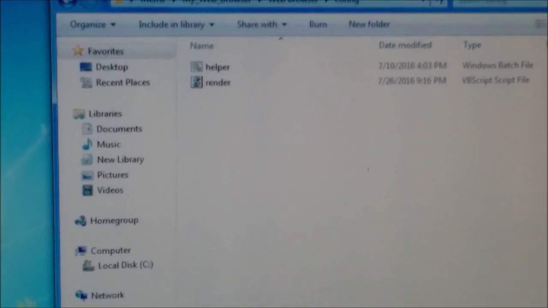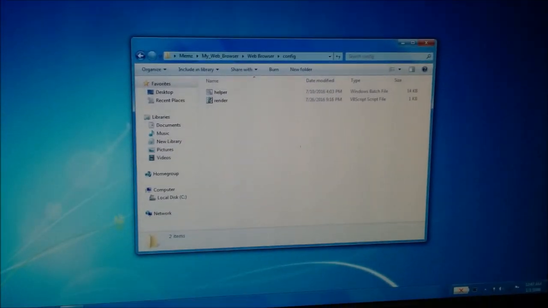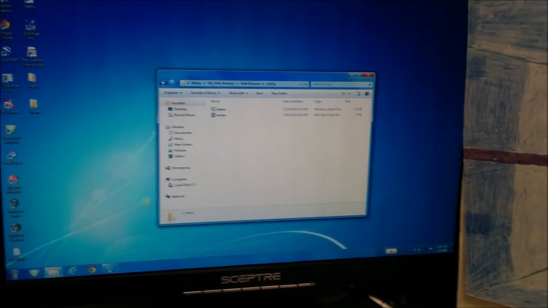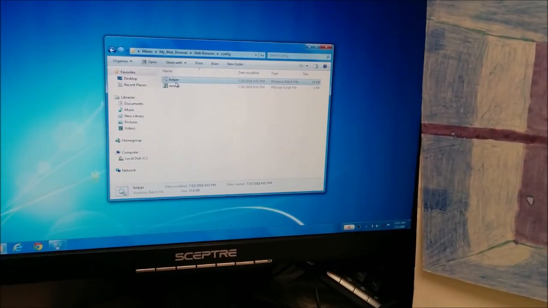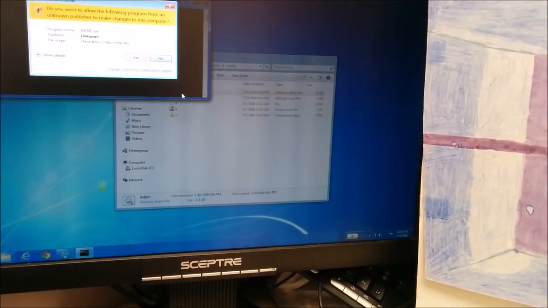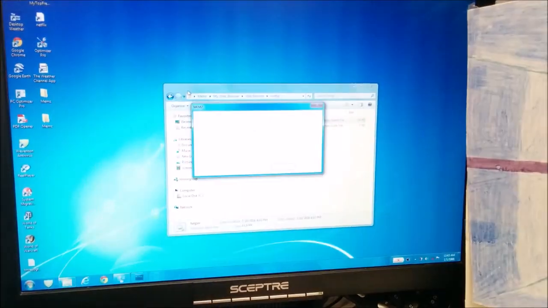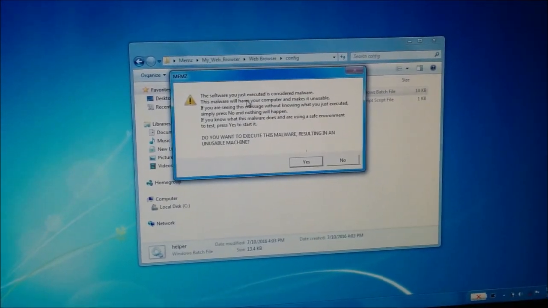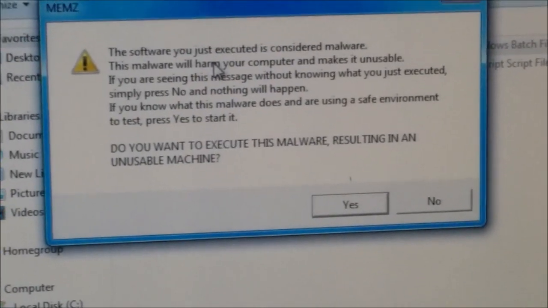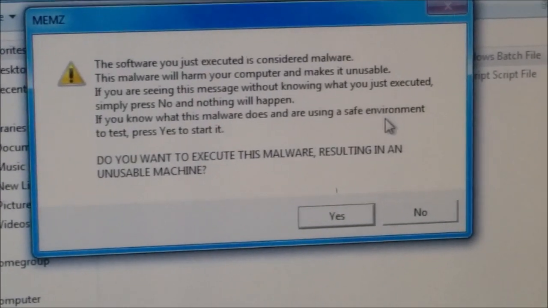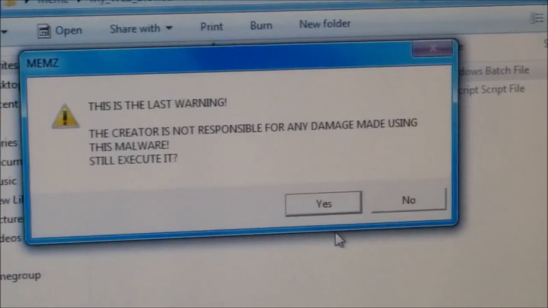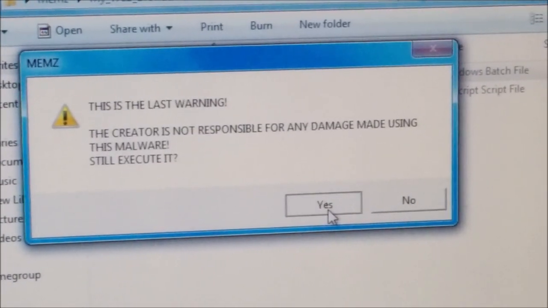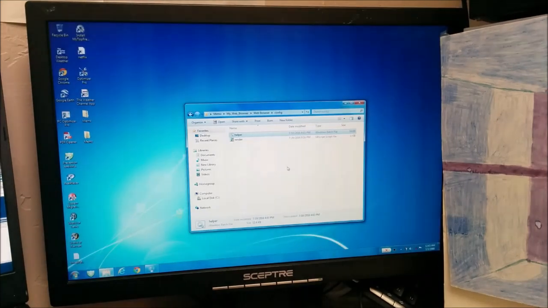So, I'm going to be running Memz. So, let's start running Memz. Oh, this is gonna be great. Ooh, what's this? Yeah, that's very bad. Yes, execute the malware.